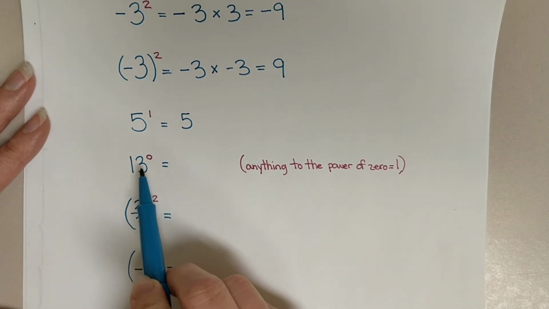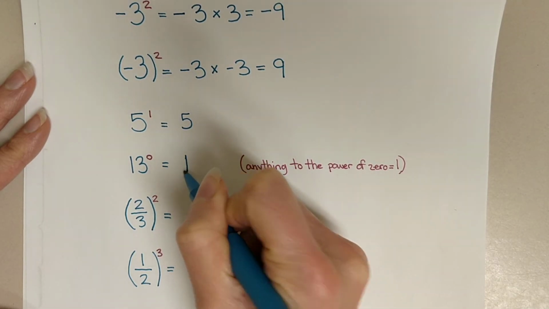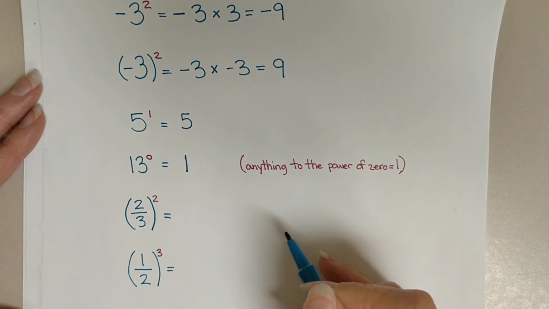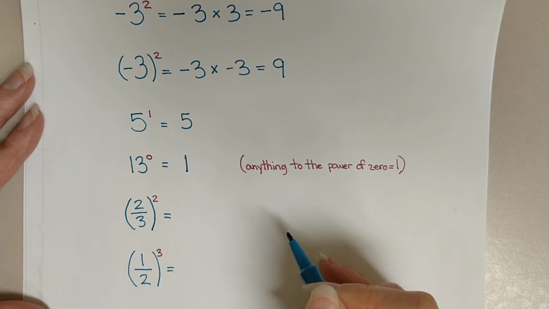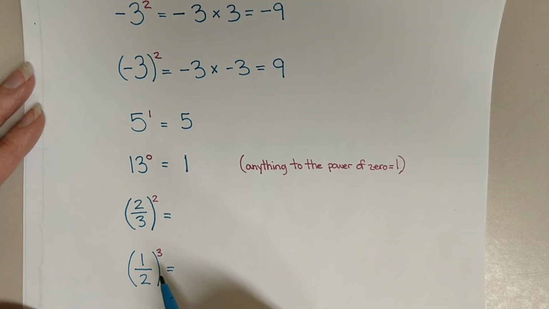Next, we've got 13 to the power of 0. This is a special case. Anything to the power of 0 is going to be equal to 1. Whether it's 2 to the power of 0 or 587 to the power of 0, it's going to be equal to 1. And finally, we're going to look at some fractions with exponents.